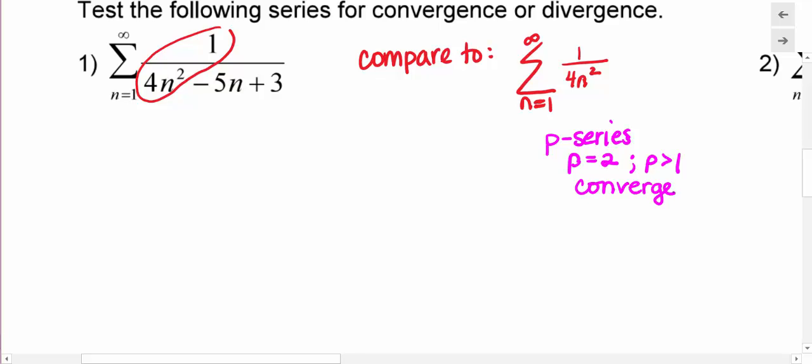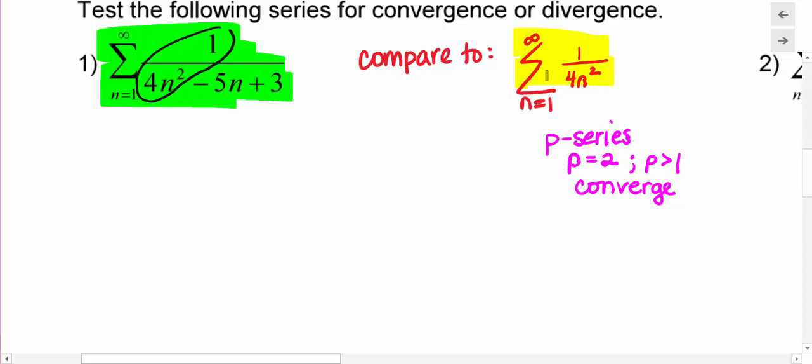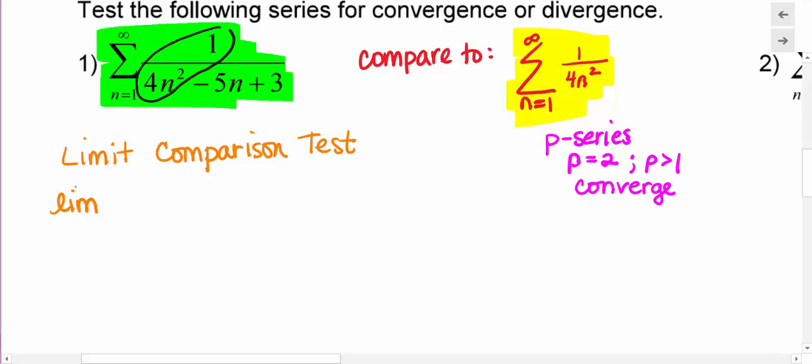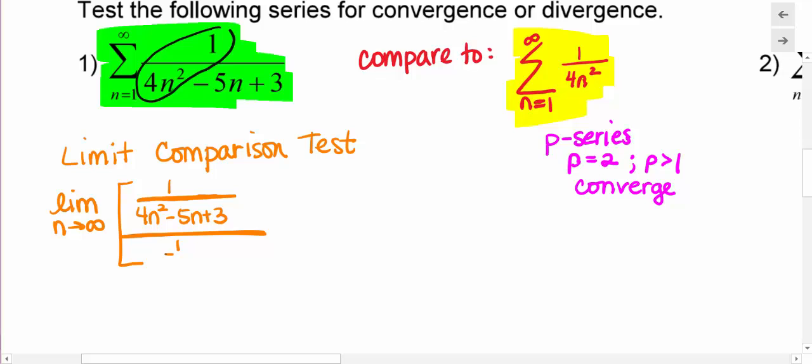So I have an option here. If I want to use the direct comparison test, I would be saying again that my given series, the green, would be less than or equal to that yellow. Or you can choose the limit comparison test. The limit comparison test means you're going to say limit, obviously, as n approaches infinity of the ratio. Your green series, so your series that you want to determine what it does, over the yellow known series.